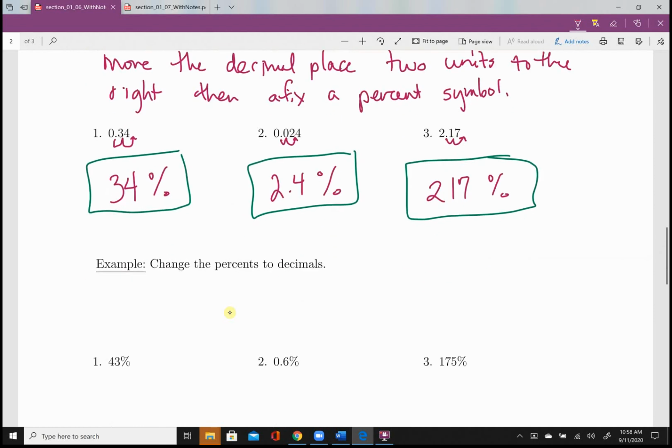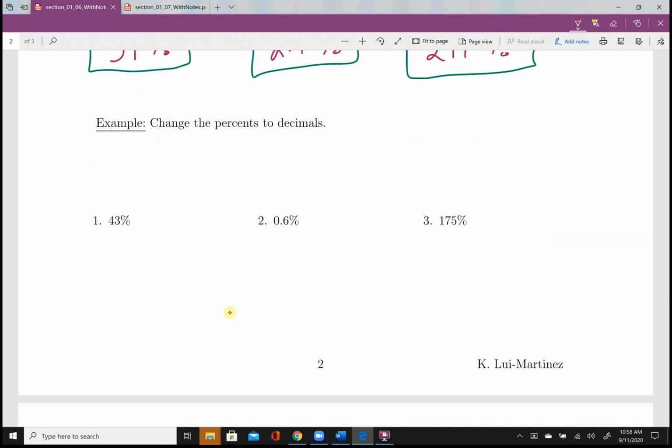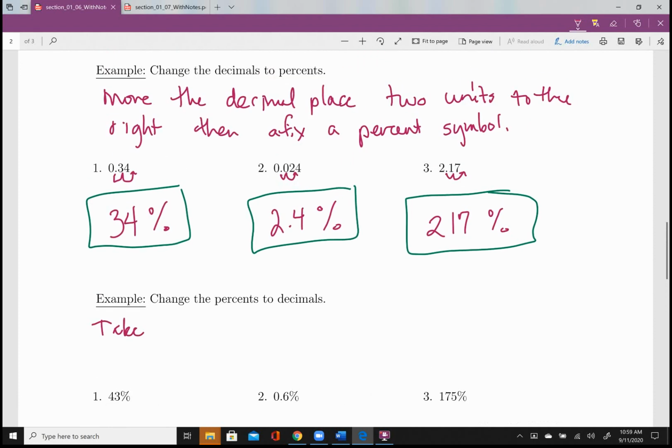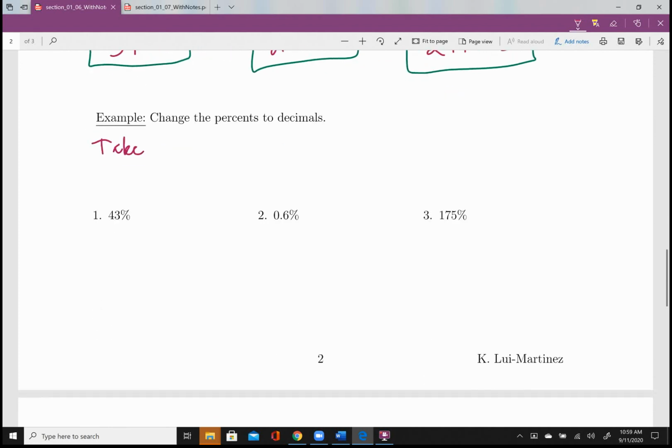All right, now let's go the other direction and change these percents to decimals. So now here the procedure is, you kind of just do the previous procedure but undo it and in the reverse order. So we're going to take off the percent symbol and move the decimal place 2 units to the left.